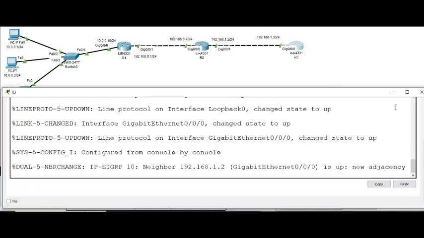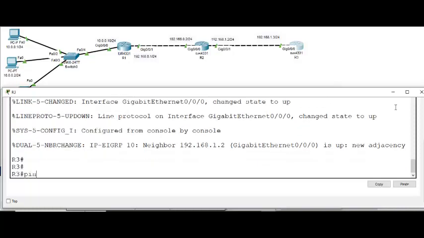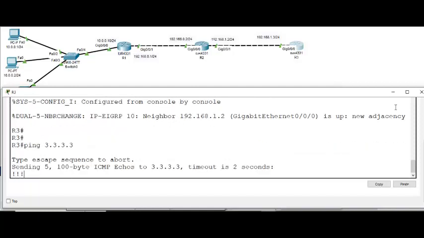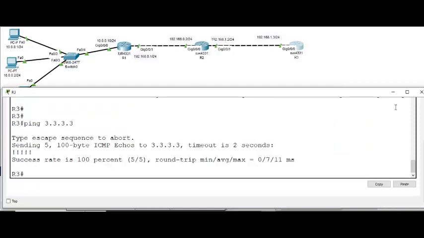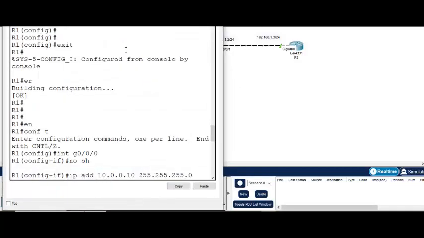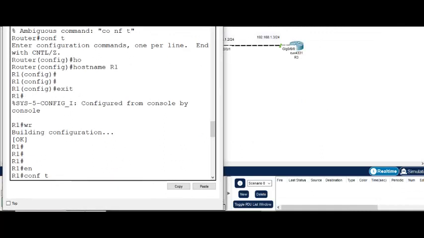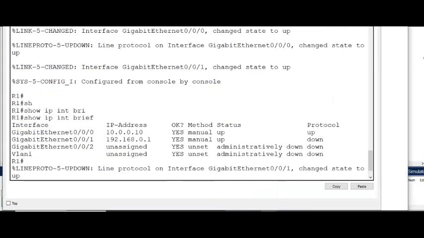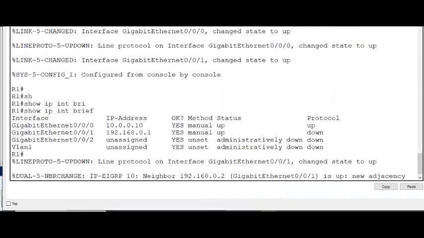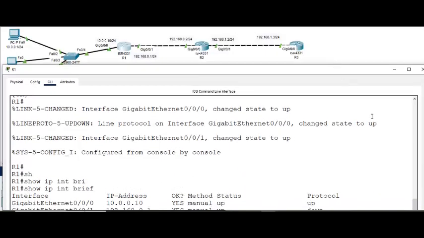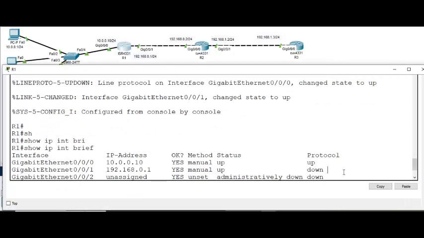That will tell us that everything is in place. You see, I'm able to ping. I should ping from router 1. Okay. Now let us go to the computers.